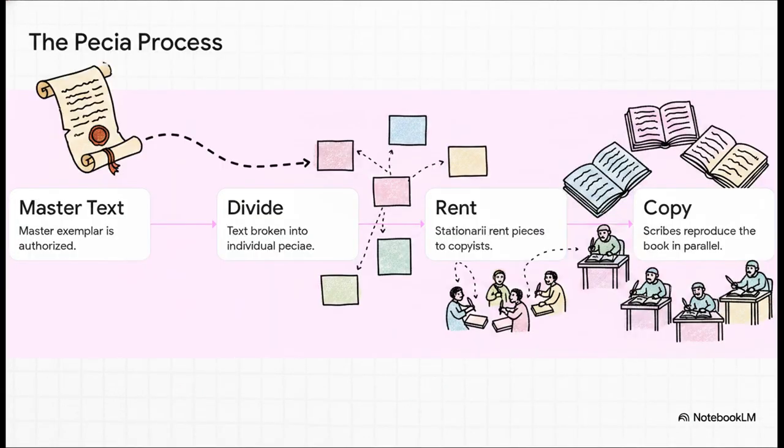Instead of one monk laboring over a single book for months, the text was broken down into rigid steps. A master text was authorized, chopped up into pieces, and rented out so dozens of scribes could copy it all in parallel. It was incredibly efficient for sure, but it thoroughly shattered the single continuous flow of the traditional scroll into highly quantized, distinct chunks.